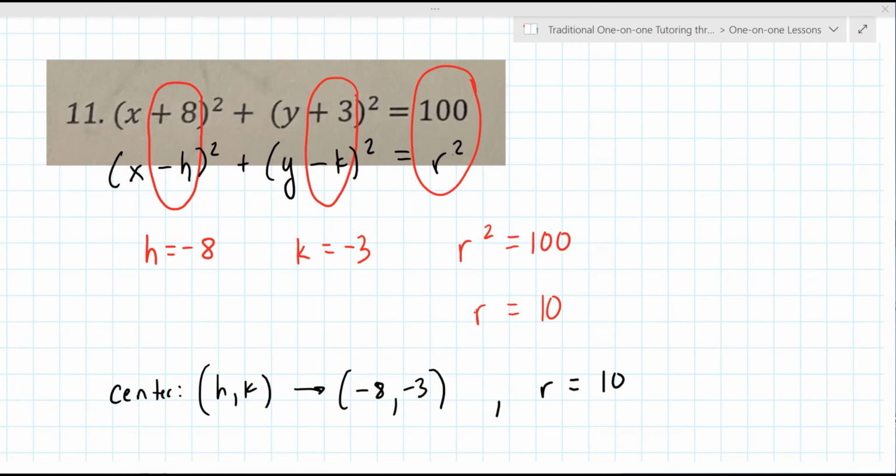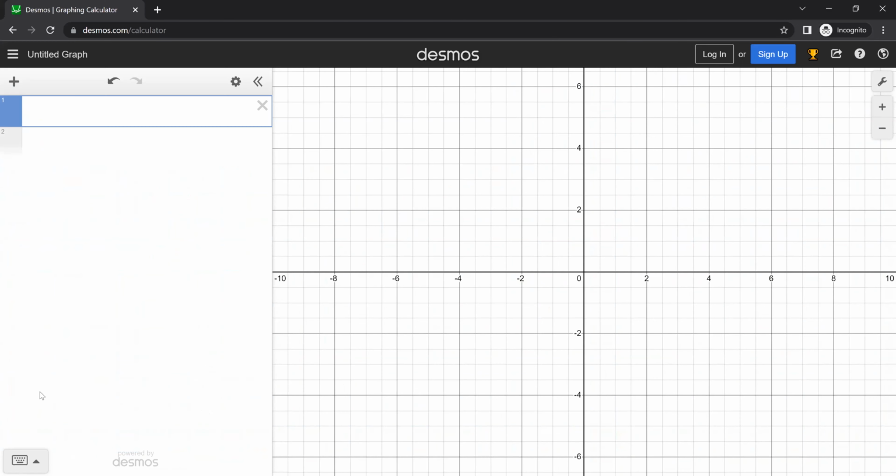Any questions on what we did so far? No. Okay, so I'm going to go back to Desmos and we're going to graph the equation of the circle. Can you read me the equation of the circle for number 11? I'm asking for the one that's given in the problem. It's (x + 8)^2 + (y + 3)^2 = 100.